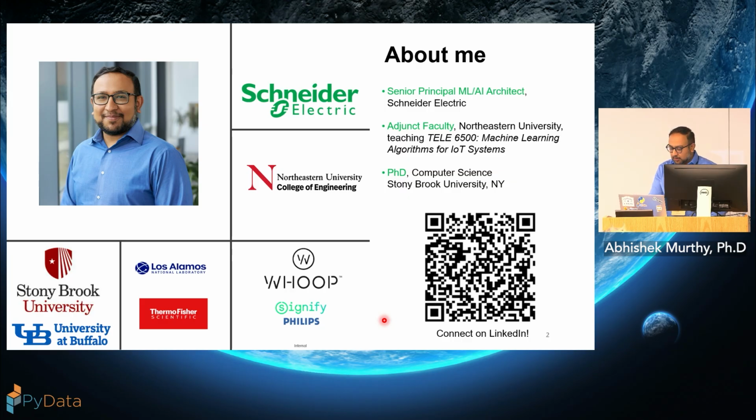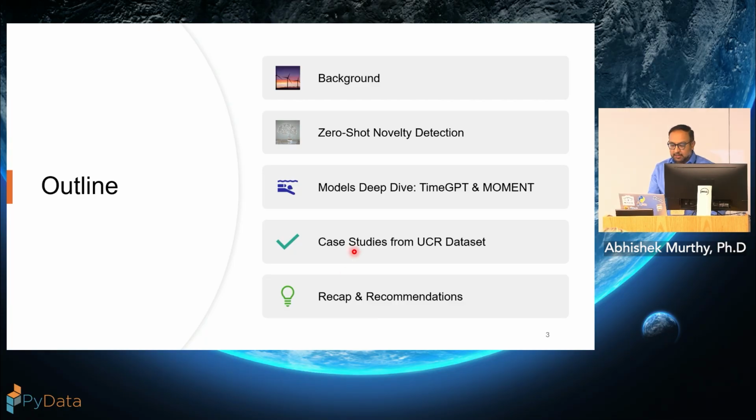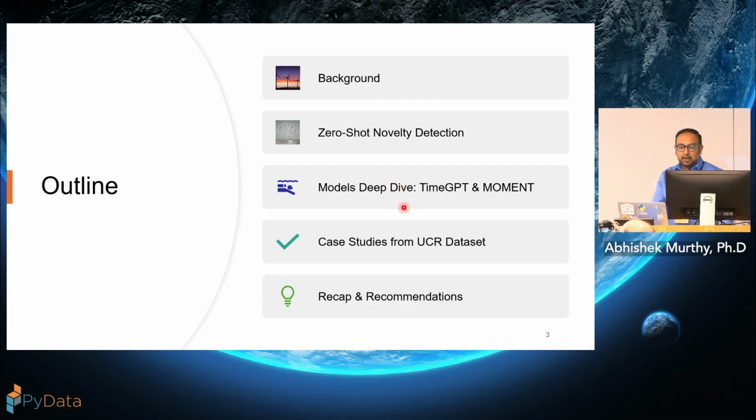With that, my agenda is as follows. I'll start with a gentle introduction and then lay out this promise of zero-shot novelty detection for time series data. We'll go over a couple of models, TimeGPT and MOMENT. MOMENT is an open source foundational model. We'll look at how they perform on a couple of toy data sets, and then conclude with a summary and recommendations to go forward.